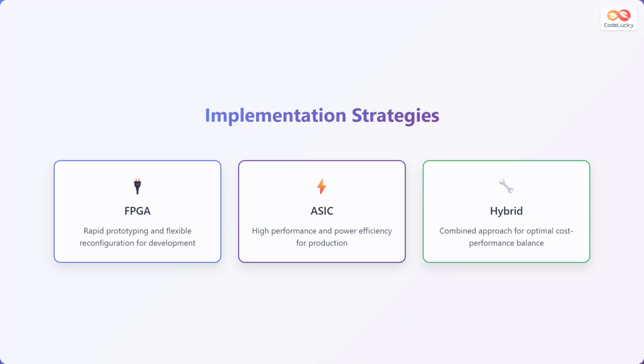There are generally three implementation strategies. First, Field Programmable Gate Array, or FPGA, which allows for rapid prototyping and flexible reconfiguration during development. Second, Application-Specific Integrated Circuit, or ASIC, which is used for high performance and power efficiency in production. Third, a hybrid approach, which is a combined approach for optimal cost-performance balance.